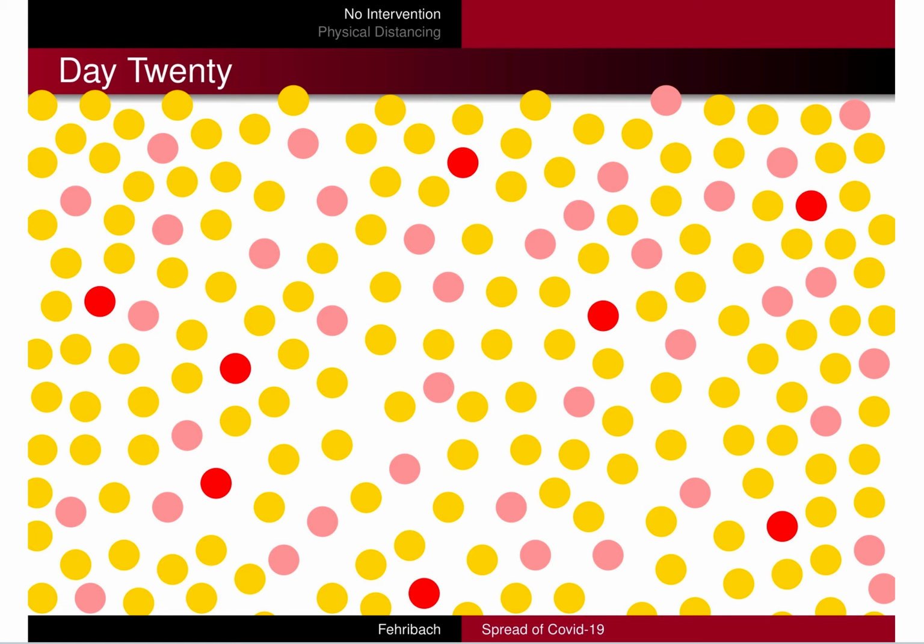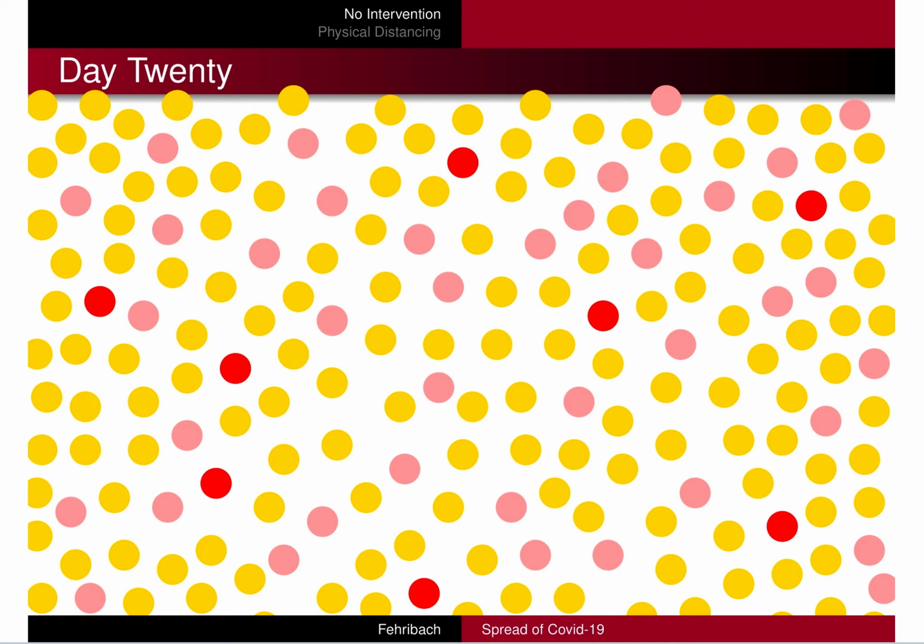This is now day 20, and now things are beginning to look pretty bad. We have tripled again the number of infections. Not quite. The size of the community is beginning to limit the number of infections, so we don't really get quite up to 81, but there are a lot more yellow dots, a lot more pink dots on the screen, and we have tripled the number of people who have the disease.